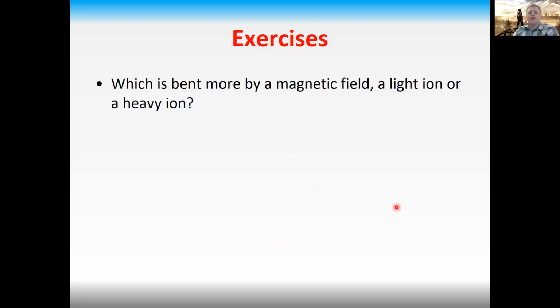Next question. Which is bent more by a magnetic field, a light ion or a heavy ion? So if you have two ions traveling through a magnetic field, they're the same charge. Which is going to be bent more, the light ion or the heavy ion? Go ahead and pause that and think about it. It is going to be your light ion. So your light ion has less mass, and so it's easier to change the momentum of your light ion.